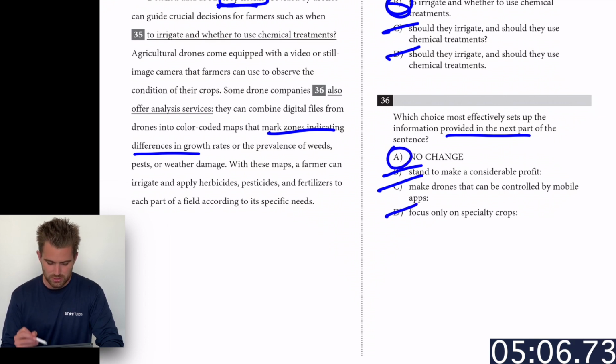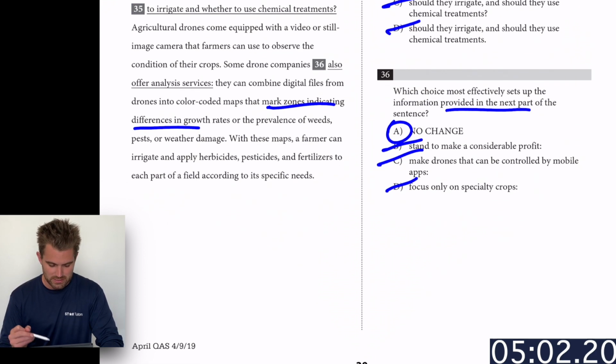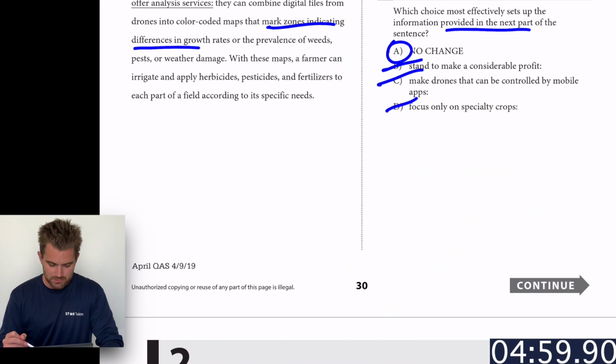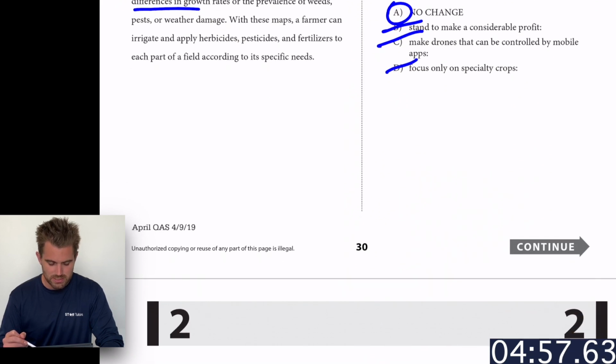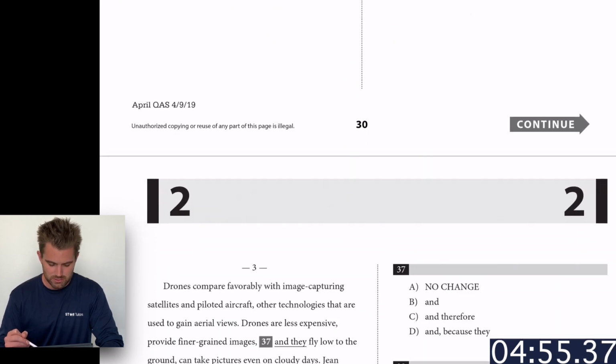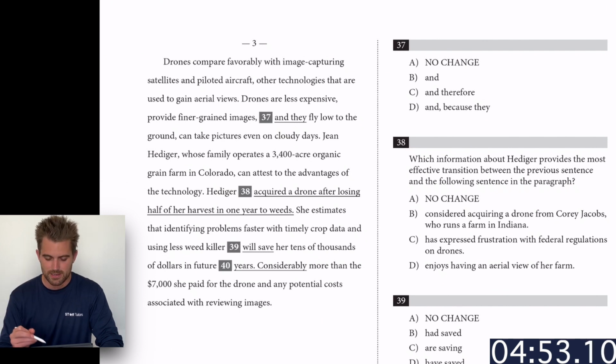They're talking about the analysis services of marking different zones to make harvesting easier, to find weeds. With these maps, the farmer can irrigate and apply herbicides, pesticides, and fertilizers to each part of the field according to specific needs. So they're talking about farming still. Keep that in the back of your mind.